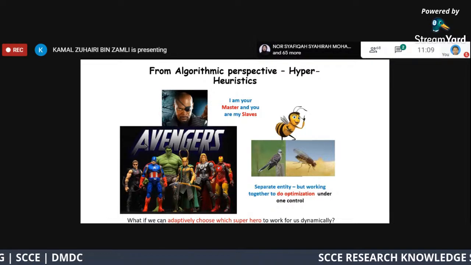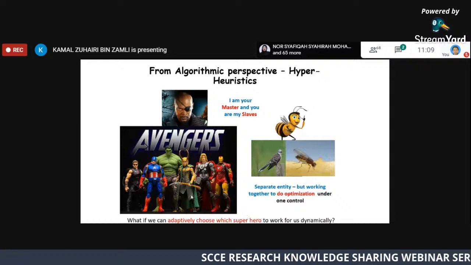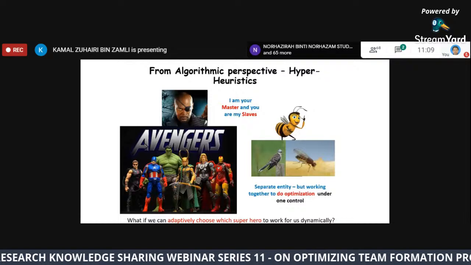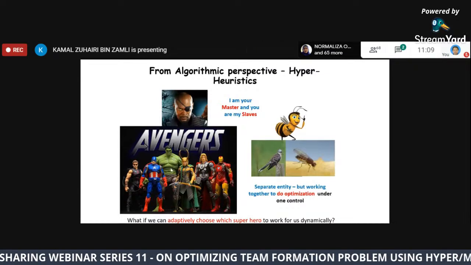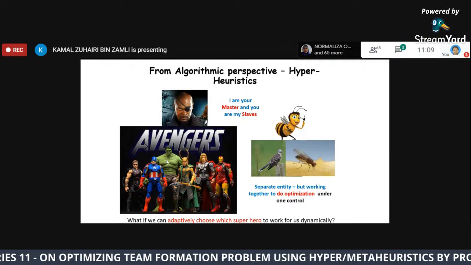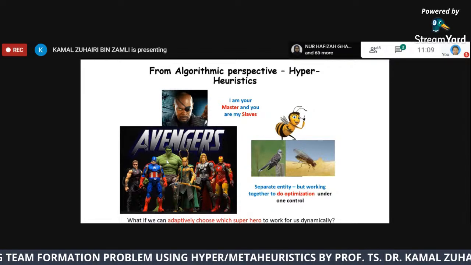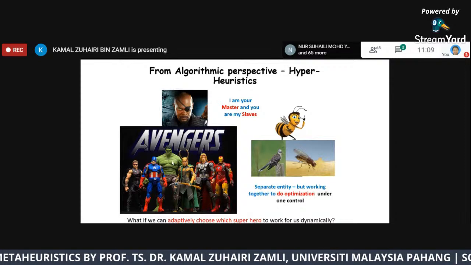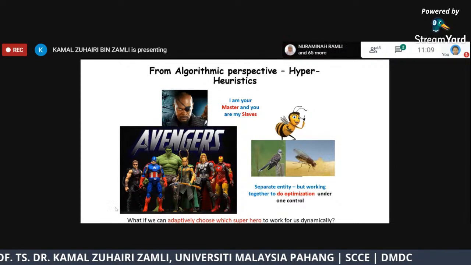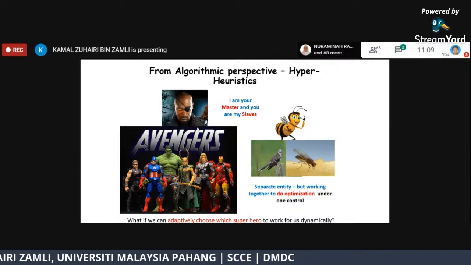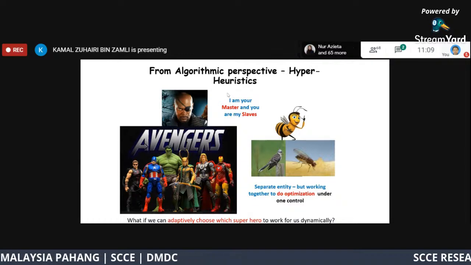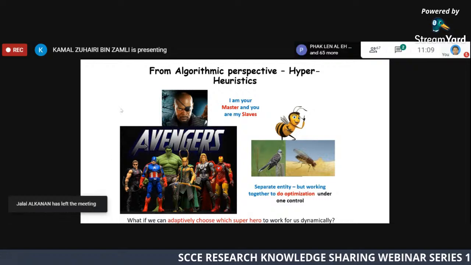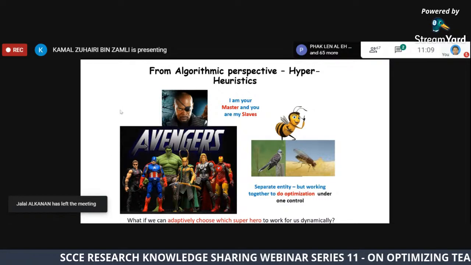So the idea is, what if we can choose adaptively? Sometimes we can choose adaptively which one we want, and the adaptive decision is based on the current need of the search. For example, if you know that some algorithm is good for exploration, and your algorithm is stuck in local optima, you can select the algorithm with more exploration to do the search for you. So the idea of hyper-heuristic is actually a meta of meta-heuristic. This is meta-heuristic, this is meta of meta-heuristic, or the best name is called hyper-heuristic.